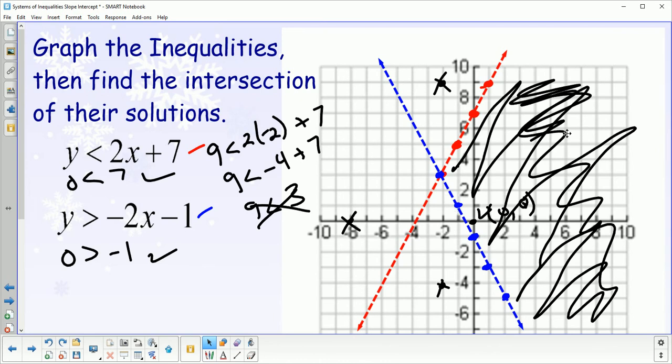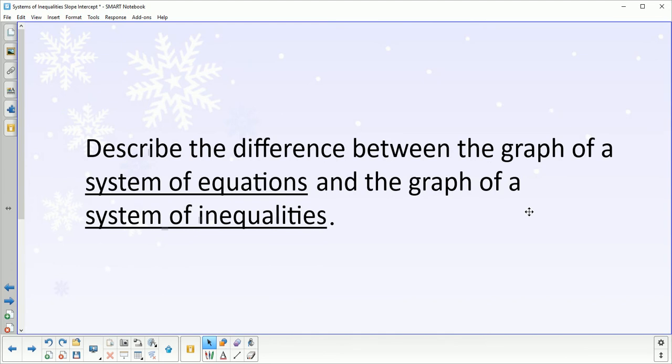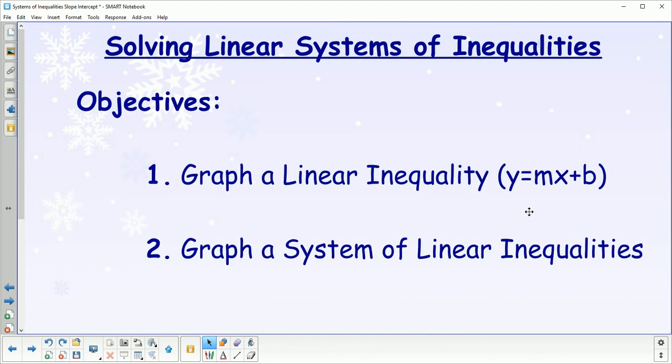We're never going to shade more than 1 region when we have a setup like this. The most we could see is 4 regions, and we'll never shade more than 1. So we're going to skip that. That is it for graphing a system of linear inequalities.